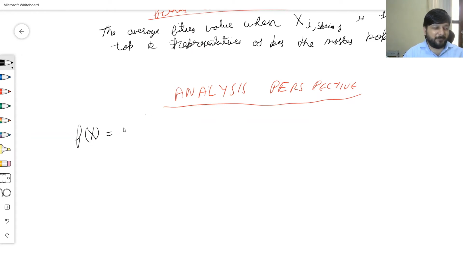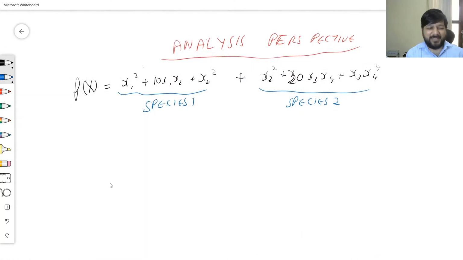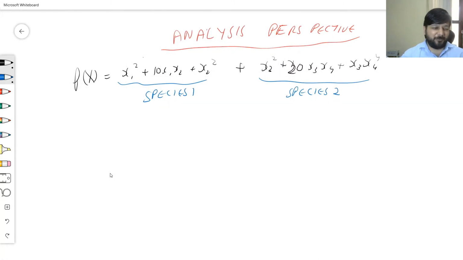So f(x) is equal to x1 square plus 10 x1 x2 plus x2 square, species 1, plus x3 square plus 20 x3 x4 plus x3 x4 square, species 1 and species 2. Now, unlike the previous time, I did not tell the algorithm that these are completely independent, solve them completely independently. I just use a cooperative coevolution from this, and let's take in a representative.